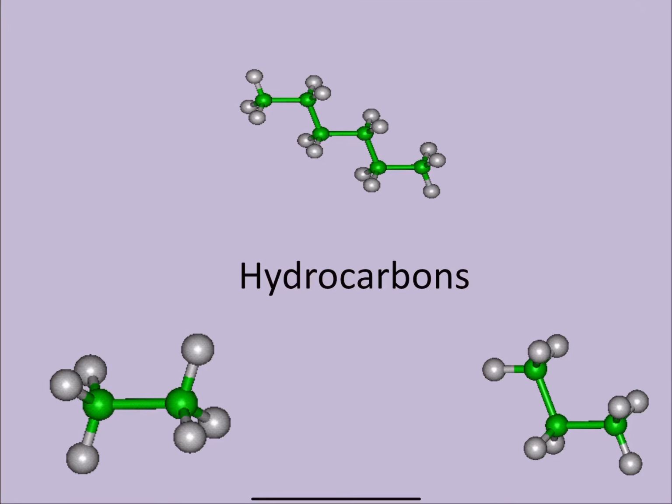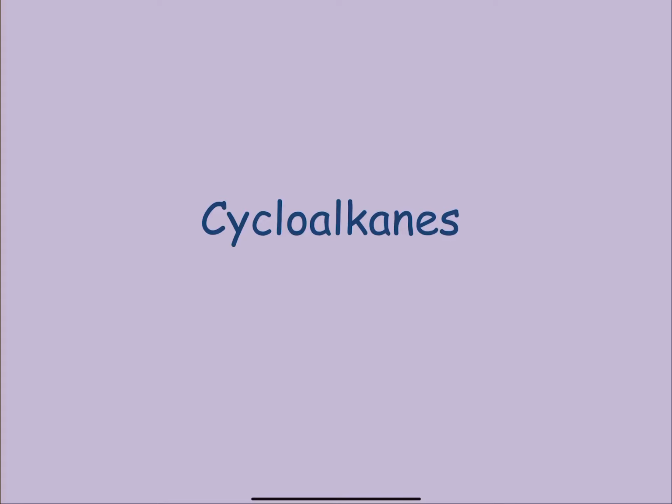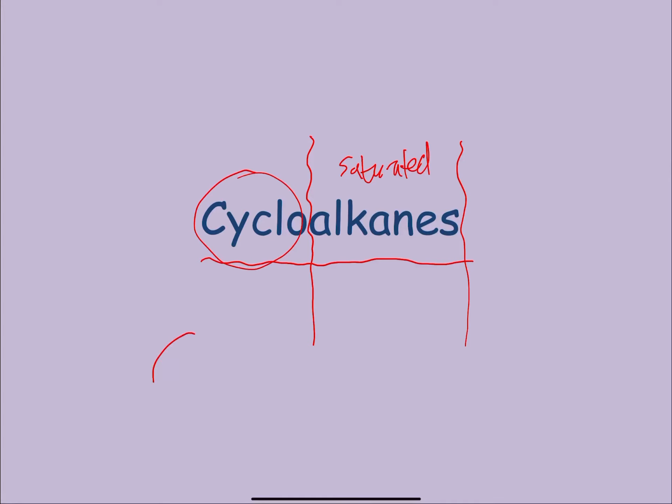Okay, this is lesson 3 of Unit 2 hydrocarbons. We've done alkanes and alkenes. Now we're going to move on to something called cycloalkanes. Like the word suggests, they are alkanes, so not alkenes, so they're going to be saturated. And the word cyclo means circular, so they're going to be in a ring structure. Cycloalkanes.